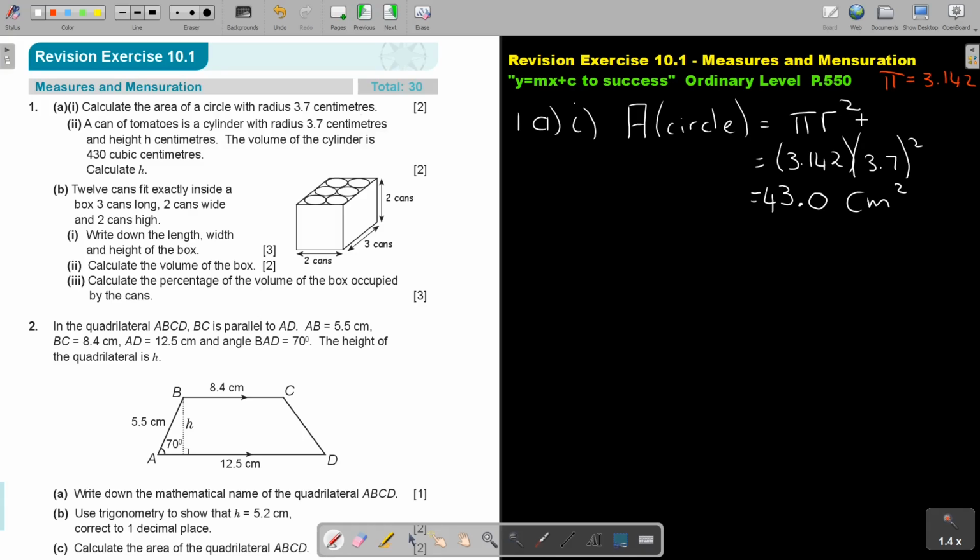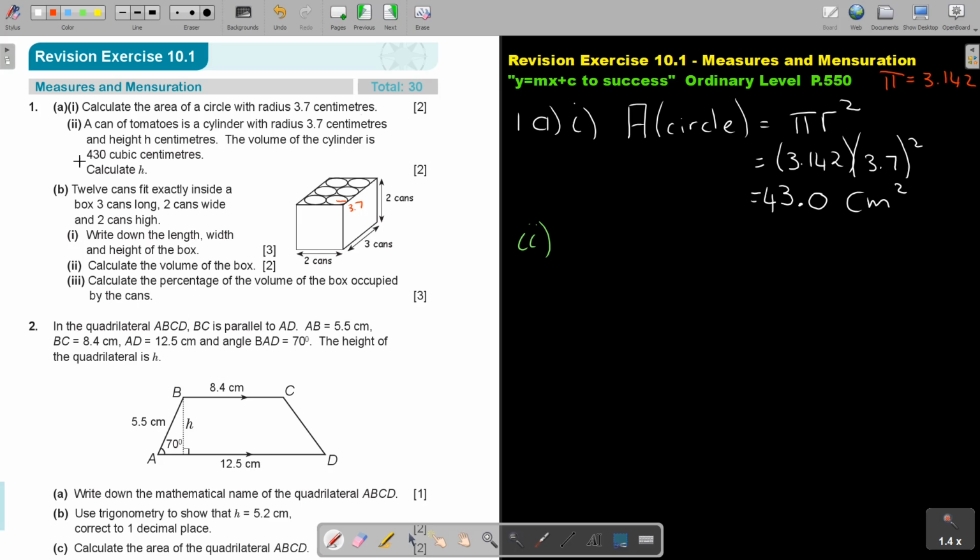Can you see centimeter square? That's why the square is there. Remember it like that. Now the next one. A can of tomatoes is a cylinder with radius. So just take note that this first one will help you in the second one. So they tell you that the radius of all of them is 3.7. That's what they are telling you there. And the height, okay, can of tomatoes is a cylinder with radius centimeter and the height h. I don't know the height.